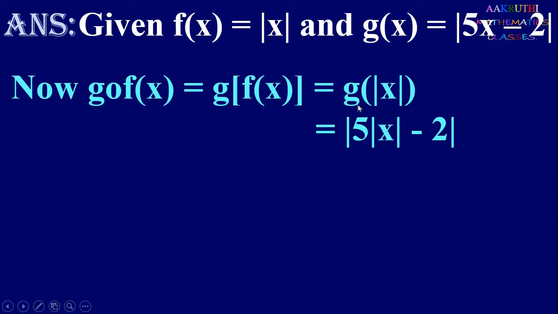Therefore g of f of x is g of mod x. Now here it is given g of x is mod of phi x minus 2, but in place of x you have to write mod x. So therefore it is mod of phi mod x minus 2. So therefore g of f of x is mod of phi mod x minus 2.